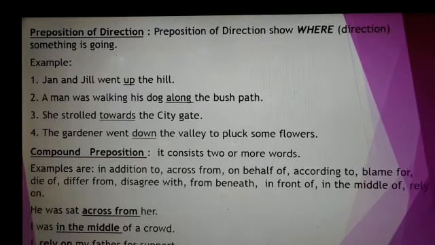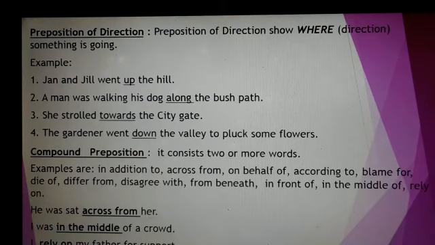Explaining preposition of direction. Preposition of direction indicates the direction where something or someone is going. For example, in a sentence we have Jane and Jill went up the hill. Up there is a preposition and indicates the direction of movement. Then we have a man was walking his dog along the bush path. Along there is a preposition, of course, and indicates where the man is heading.